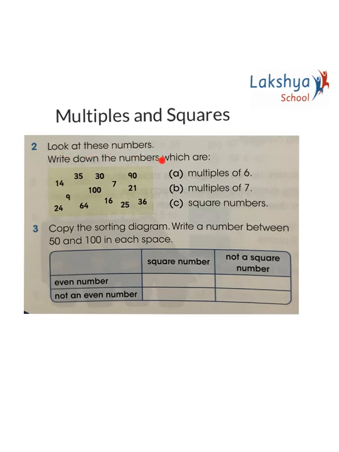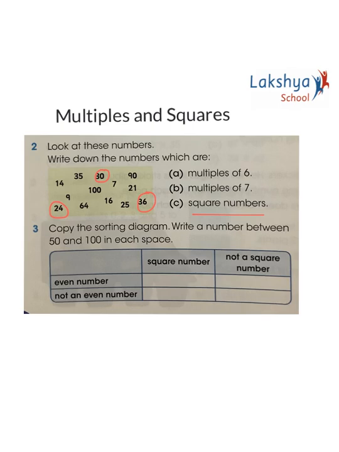Question 2. Look at these numbers. Write down the numbers which are multiples of 6. So multiples of 6 over here are 6 ones are 6, 6 twos are 12, 6 threes are 18, 6 fours are 24, 6 fives are 30, 6 sixes are 36, 6 sevens are 42, 6 eights are 48, 6 nines are 54, 6 tens are 60. So these are the multiples of 6. Similarly work for multiples of 7 and find out the square numbers.